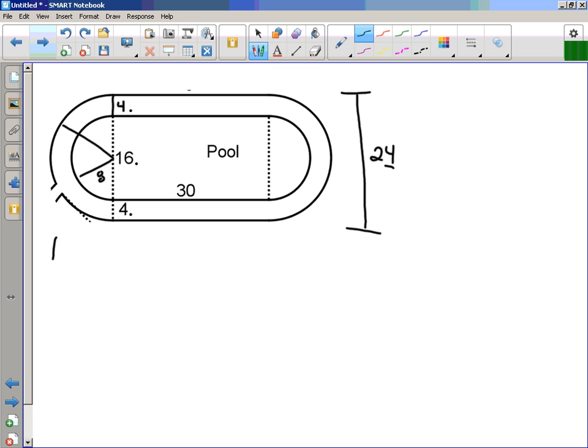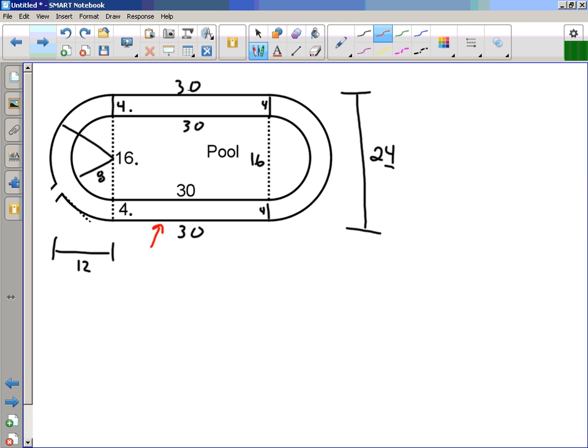So I'm just going to draw that down here. That distance is 12. Okay, so now I've got a small circle with a radius 8, a big circle with a radius 12. I've got that's 16, that's 30, that's 4, 30, 30, 4. Okay, so I can go through and I can find all these little sections.